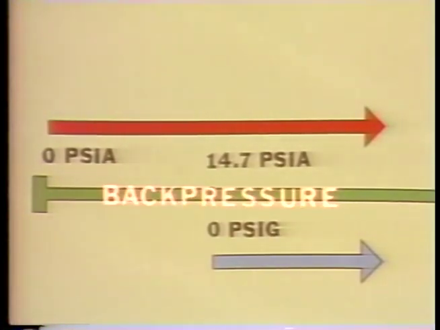Back pressure is just the opposite. It's measured from 0 psia upward. This means that at about 0 psia, back pressure is 0 inches of mercury, and at 14.7 psia, back pressure is approximately 29.5 inches of mercury. As absolute pressure increases, so does back pressure.